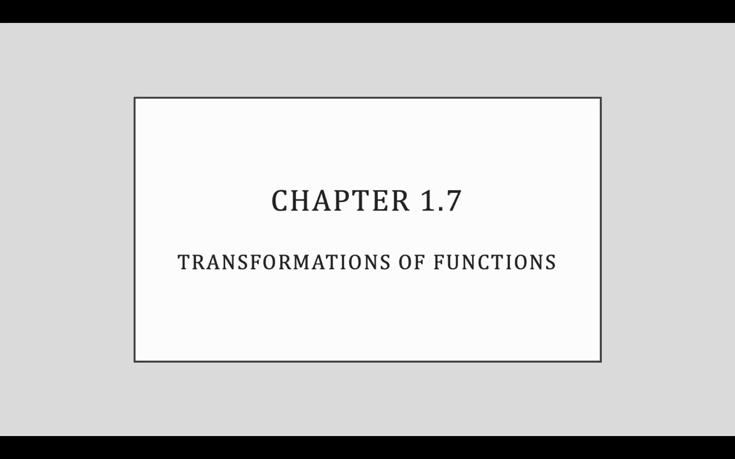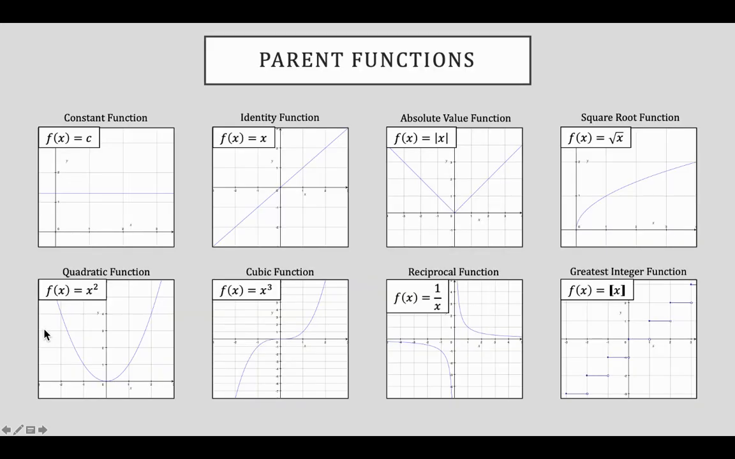So here is a list of 8 different parent functions that you should be familiar with. Again, a parent function is simply the most basic form of a particular type of function. First off, we have the constant function, f of x equals c. Every constant function is just going to be a horizontal line. We have our identity function, f of x is equal to x, y equals x. That's a line with a slope of 1.